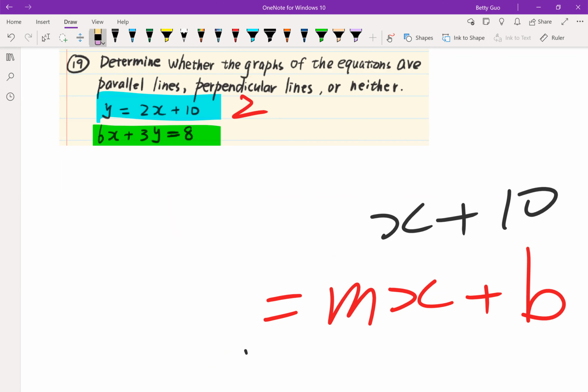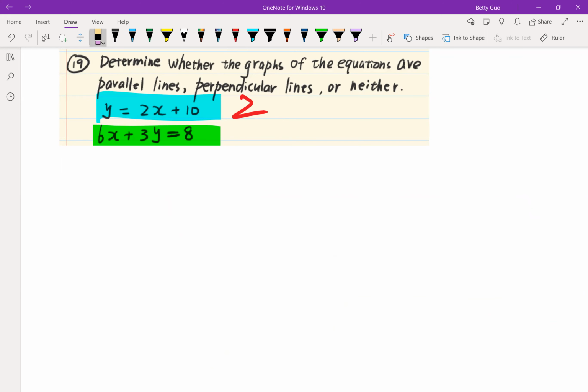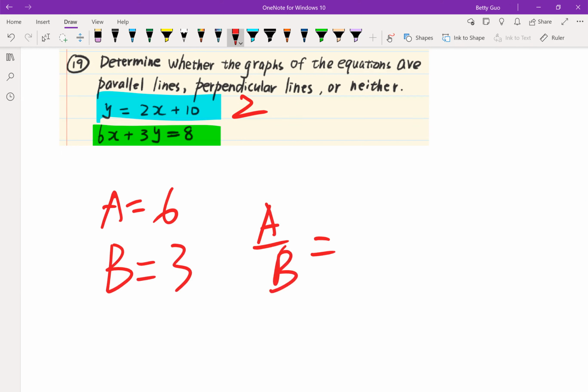Can you find the slope for the green? Green is in standard form. You have to use the formula. Find the A, find the B. Find the negative A over B. Tell me, what is it? Ian, what's the slope of the green? 3. What is A? 6. What is B? What is A over B? 6 over 3. What is it?